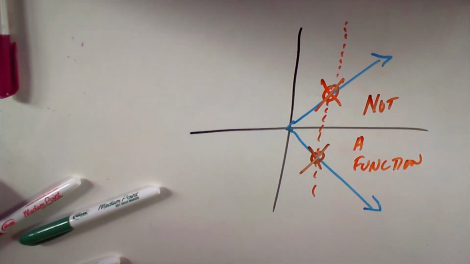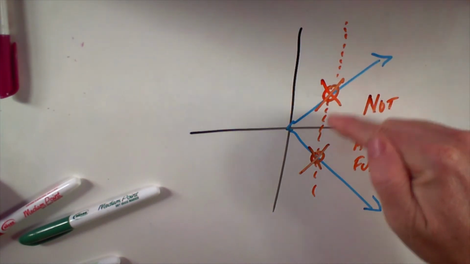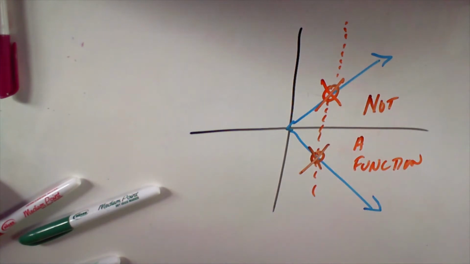So in order to be a function, when you run that vertical line along the course of that domain, as you run it from left to right or right to left, any vertical line cannot touch the graph at more than one point. If it does touch the graph at more than one point, not a function.